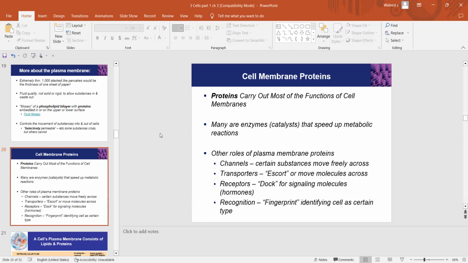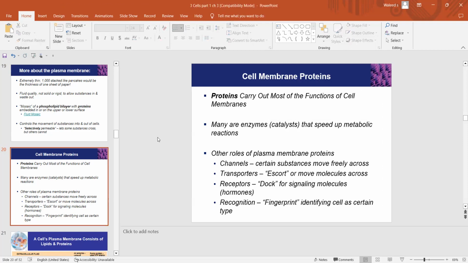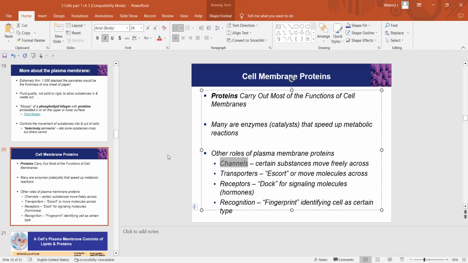In order to speed them up, they need a helper. This helper is a catalyst called enzymes. Enzymes are protein in nature. Others will work as channels. Remember, I told you the outside of your house is built from building blocks like bricks. Each one of those bricks is a phospholipid unit, right?